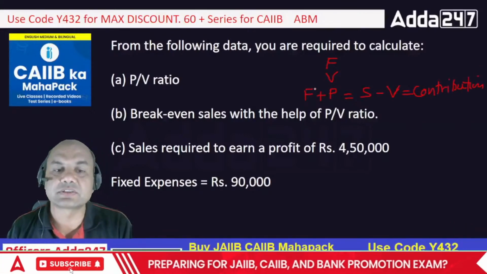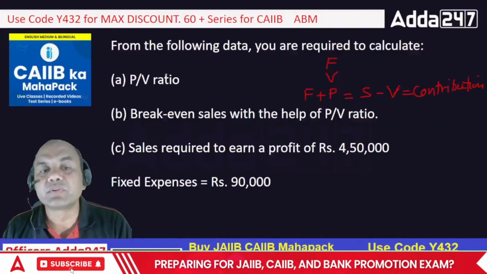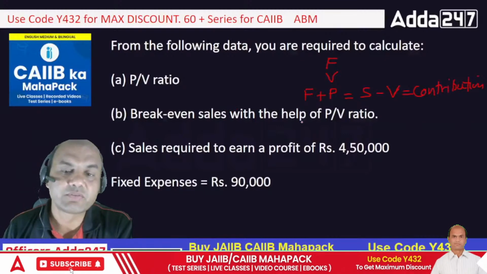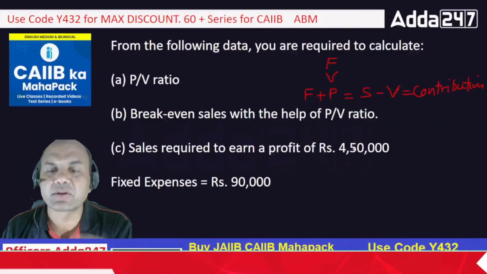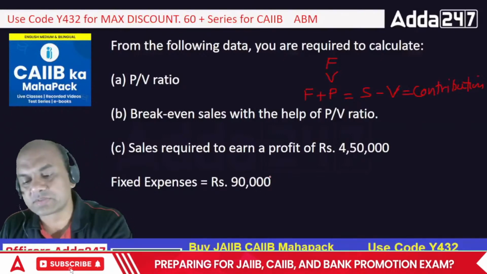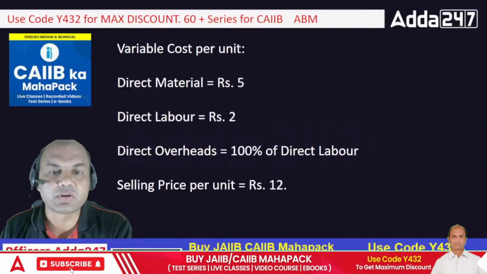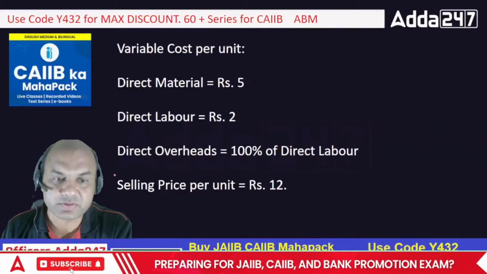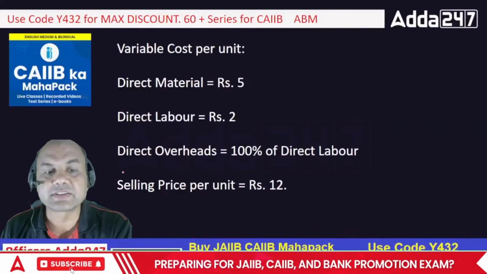Now let's start the problem. You want first the PV ratio, then break-even sales with the help of the PV ratio, and the sales required to get a profit of 4,50,000. Fixed expense 90,000, done. Variable costs are direct material, labor and overheads. Now selling price is not a variable cost; this is the SP.